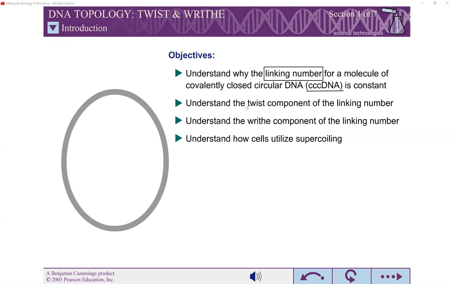We must understand the twist component of the linking number. We must also understand the writhe component of the linking number, as well as how cells utilize supercoiling. What is this supercoiling and how do cells use it? And we must understand what happens in the case of this dsDNA, which is also referred to as cccDNA, a circular covalently closed DNA molecule. So please look here.